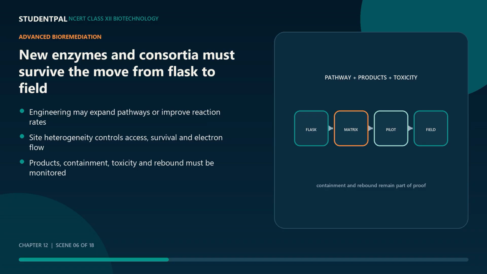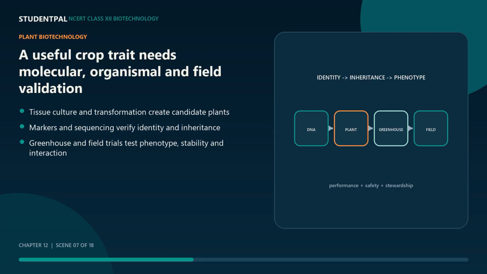Innovation is valuable only when it improves the complete pathway to a safer endpoint, rather than producing a faster laboratory signal or transferring contamination into an unmeasured compartment. Plant biotechnology combines tissue culture, molecular markers, genetic transformation, and genome engineering to create or select useful traits.